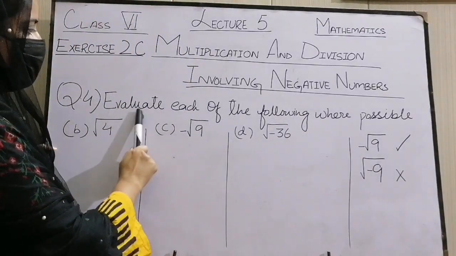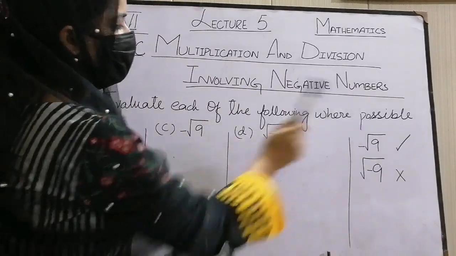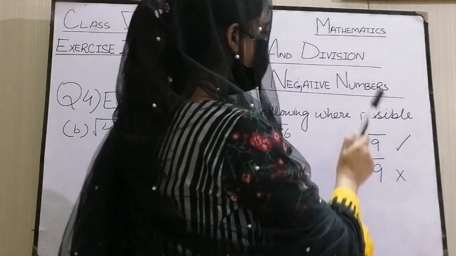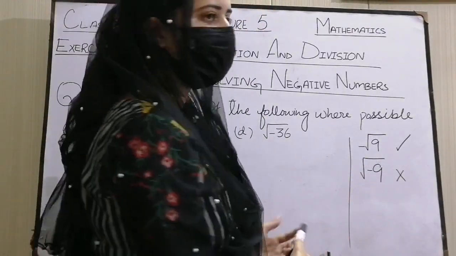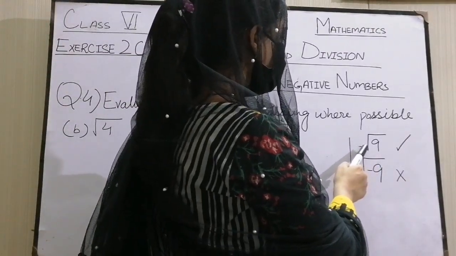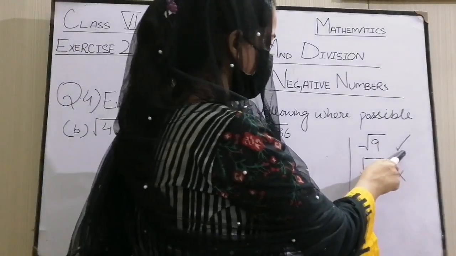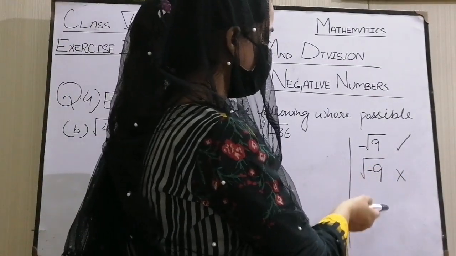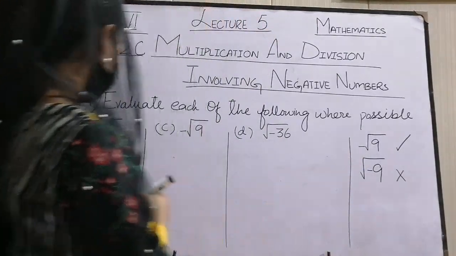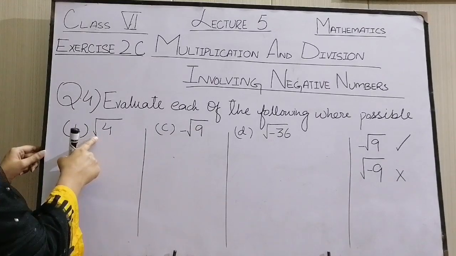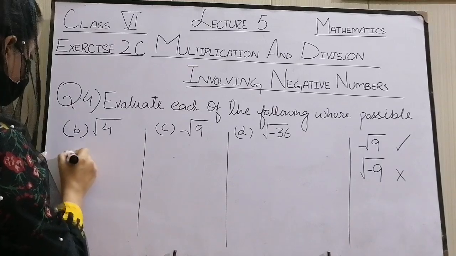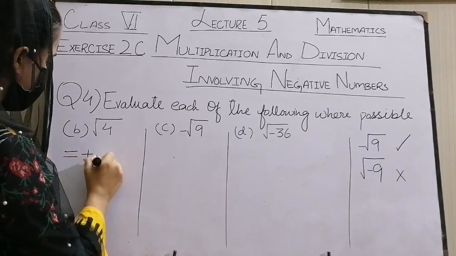Question number 4 is evaluate each of the following where possible. What does this word mean? It means we have to find out which of the square roots are not possible. Whenever a square root has a negative sign outside of it, it is possible. Whenever a square root has a negative sign inside, it is not possible. So part B is 4, square root of 4. It has no negative sign, so it is possible. Plus minus 4.